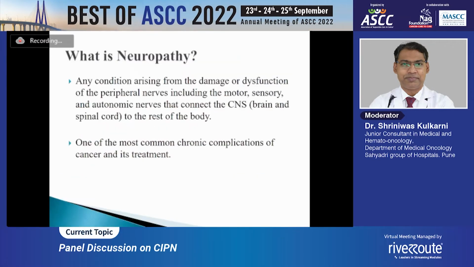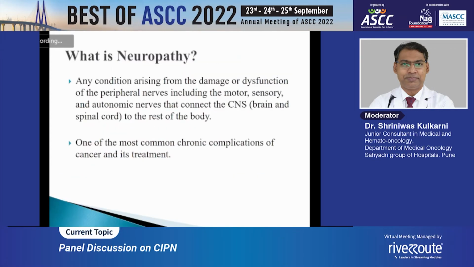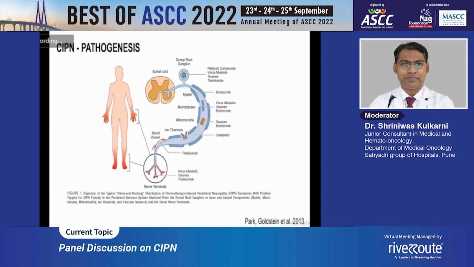Next slide, please. So, what is neuropathy? It is any condition arising from the damage or dysfunction of the peripheral nerves, including motor, sensory, and autonomic nerves that connect the central nervous system, including brain and the spinal cord, to the rest of the body. It is one of the most common chronic complications of cancer and its treatment. Chemotherapy is just not a hit and run drug, actually. And we all know that neuropathy can hamper the quality of life significantly.